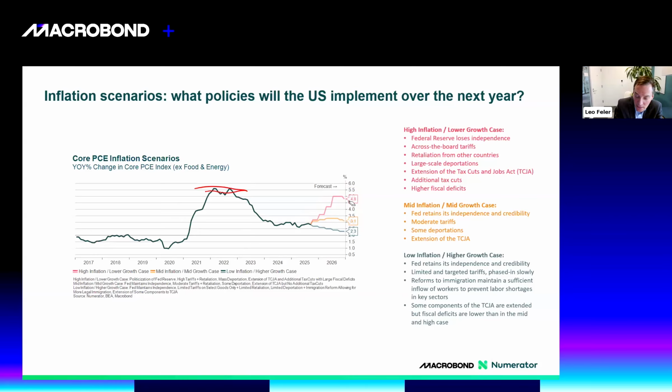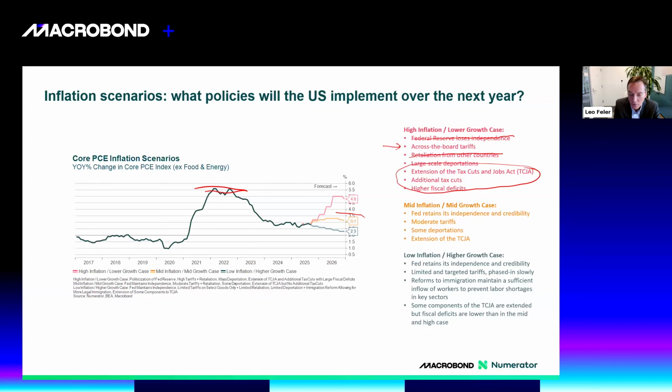We've gotten many of the things that are in this high case scenario, right? We got tariffs, perhaps not across the board, more limited than initially suggested during the Liberation Day announcement. We have not gotten retaliation from other countries. We're starting to get deportations, and I'll go into that in more detail later on. And then we got higher fiscal deficits, extension of the Tax Cuts and Jobs Act. What we haven't gotten yet is this loss of Fed Reserve independence, right? It might happen depending on what happens with Supreme Court decisions, what happens with Fed Governor Lisa Cook, with who the next Fed chair is going to be.